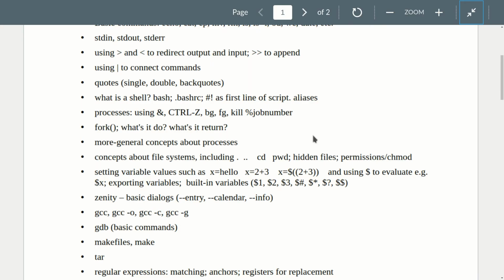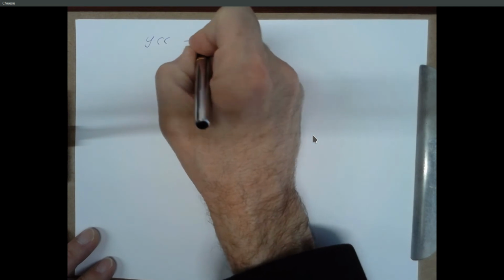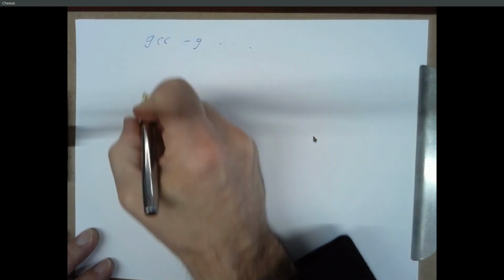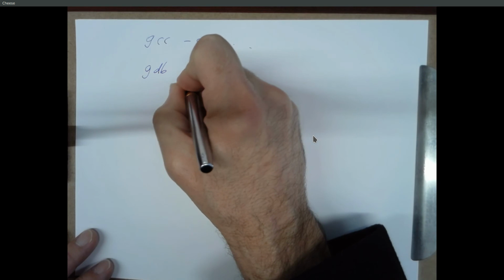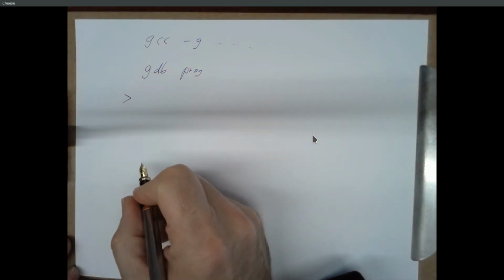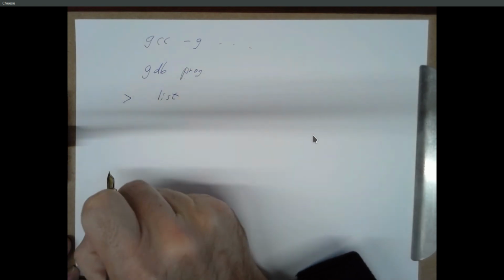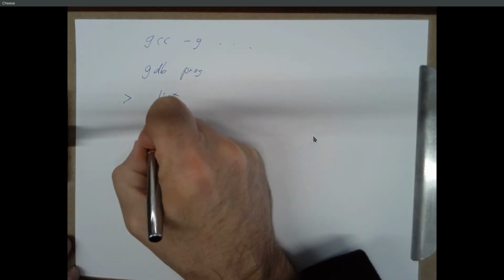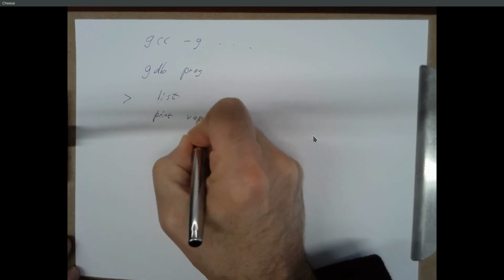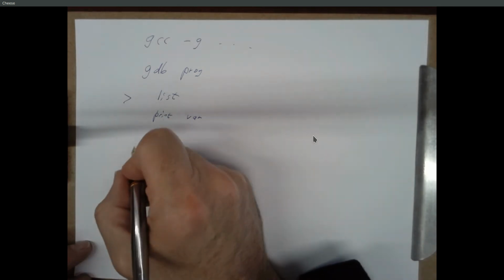All right, basic GDB commands. What are our main ways of interacting with GDB? Compile with a -g switch. To run GDB, it's just gdb and your program name. And then you get a prompt, and you can do a number of things. You can say list to look at source code. You can say print and print a variable or an expression or a function call or pretty much anything that you want.